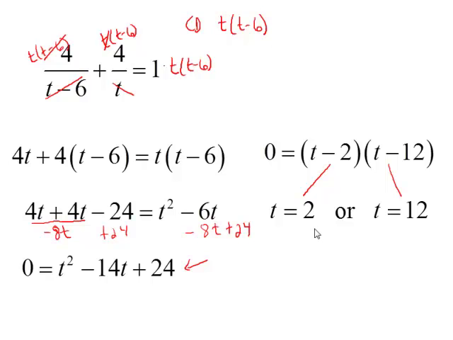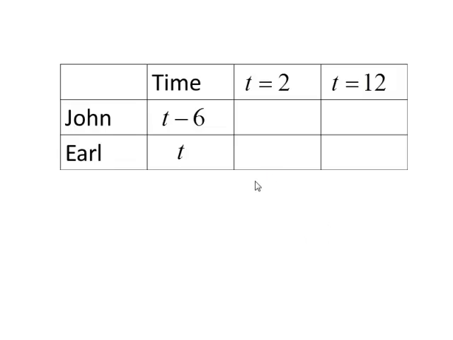It looks like these are both valid solutions, but let's go back to the table and check that out. In this table, I've listed the time, the variable expression for time for John and Earl. I think I have those backwards, actually. This was Earl, and this was John. That shows you if you prepare too early, sometimes you get in trouble.